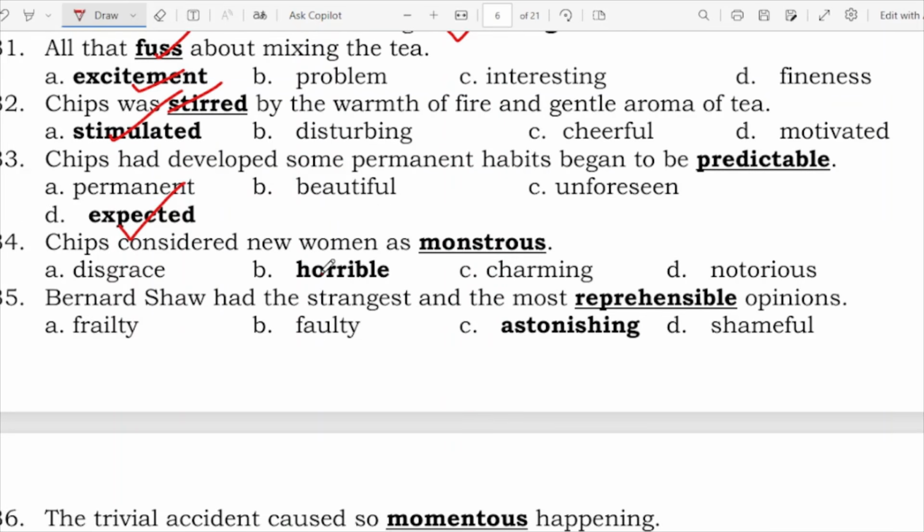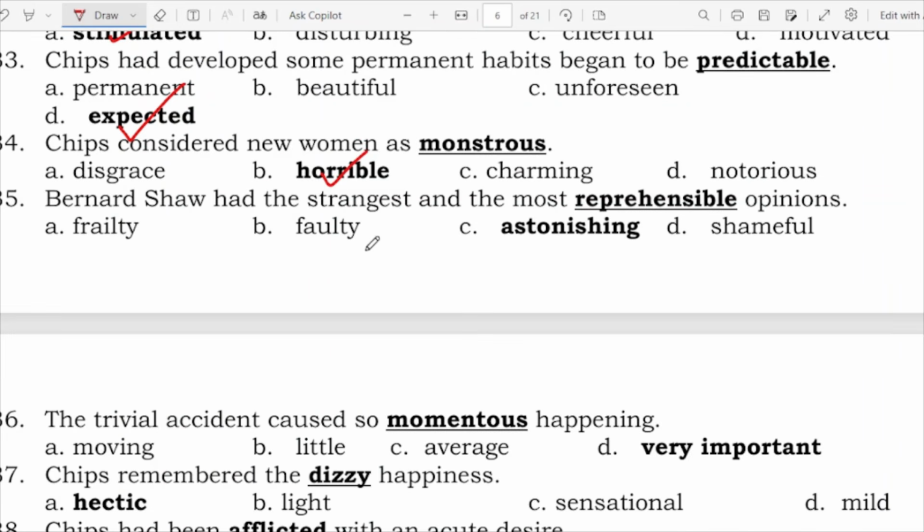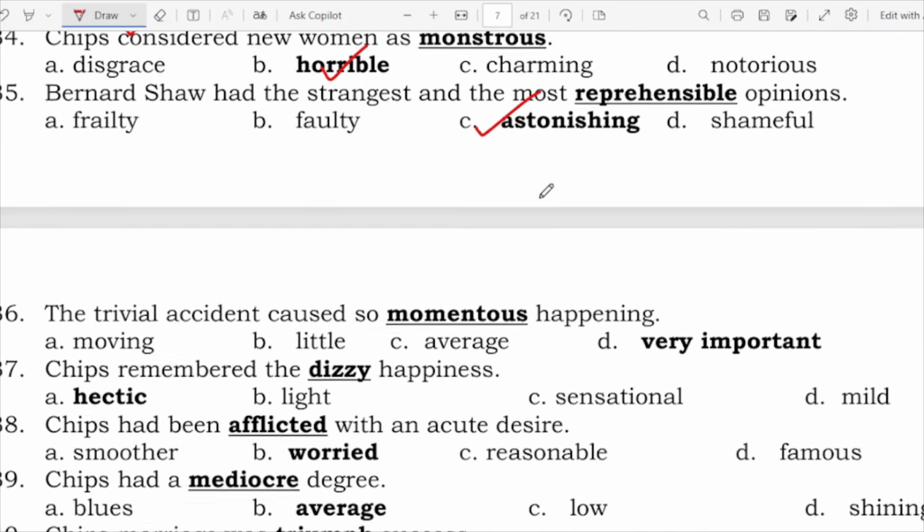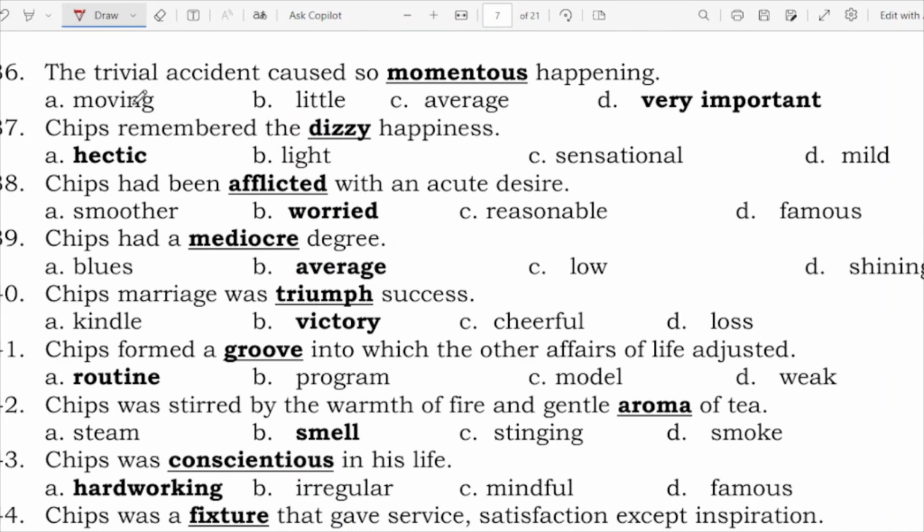Monstrous means very horrible, huge. I thought about women. Bernard Shaw had the strangest and the most reprehensible, astonishing and strange opinions. Trivial means very little. This is also a very important word. Momentous means very important.